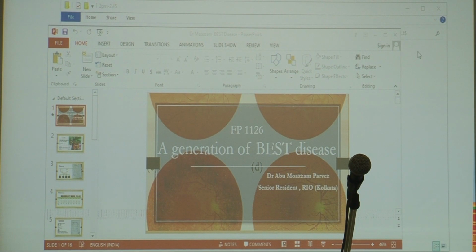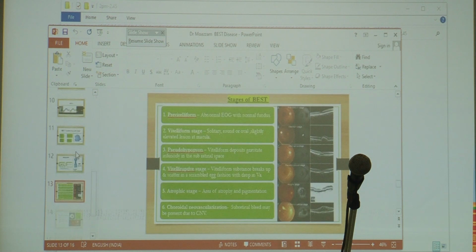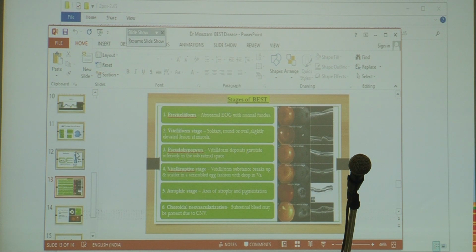Thank you. In which stage are these punched out lesions seen in Best dystrophy? Stage 2. Stage 2 gives punched out lesions. In the vitelliform stage, is it elevated or punched out? Punched out.